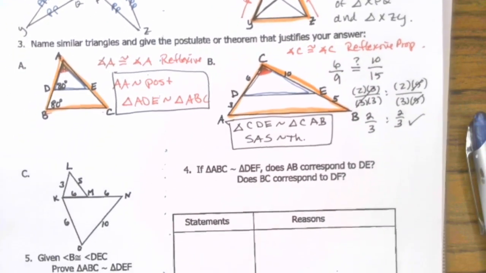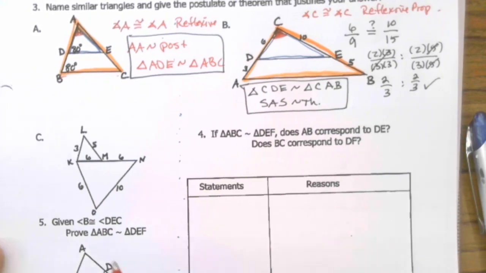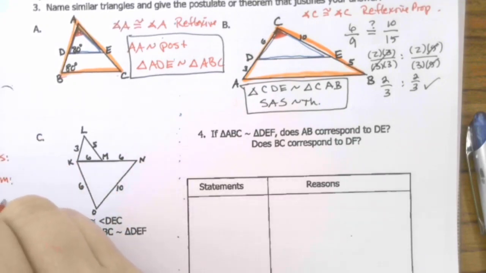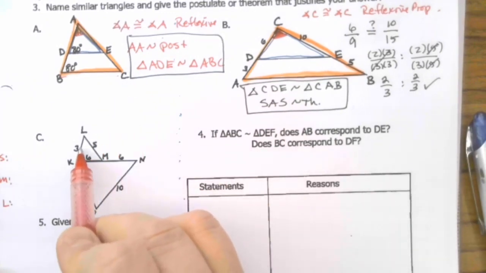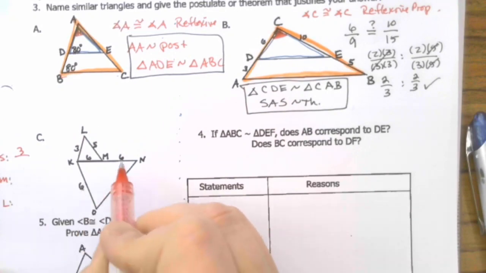All right, let's do C. Okay, we have two triangles and we have all their sides. So we can see if they're similar by side, side, side. We're going to do a ratio of small sides, a ratio of medium sides, and a ratio of the long sides. So we'll go little over big. Little side on the little triangle is 3 over little side on the big. Now this is 6 and that's 10.